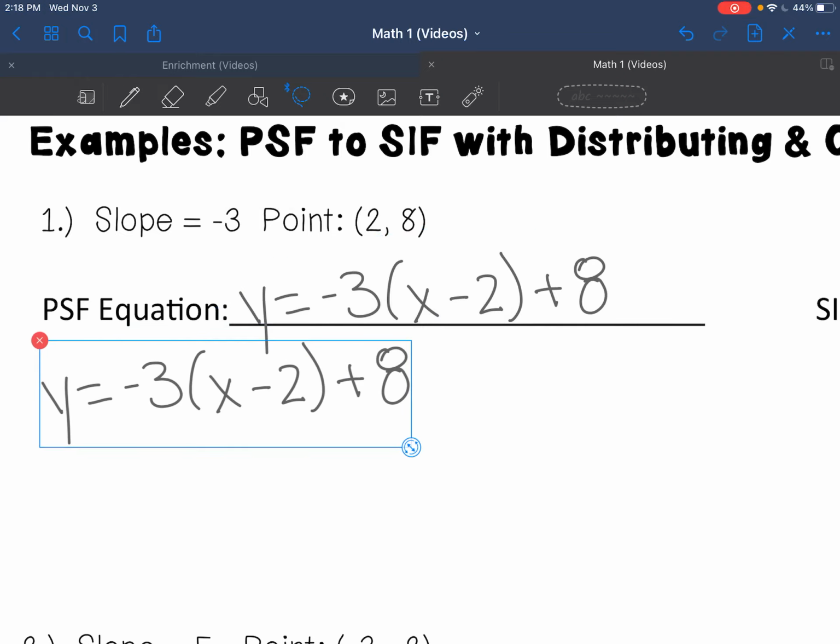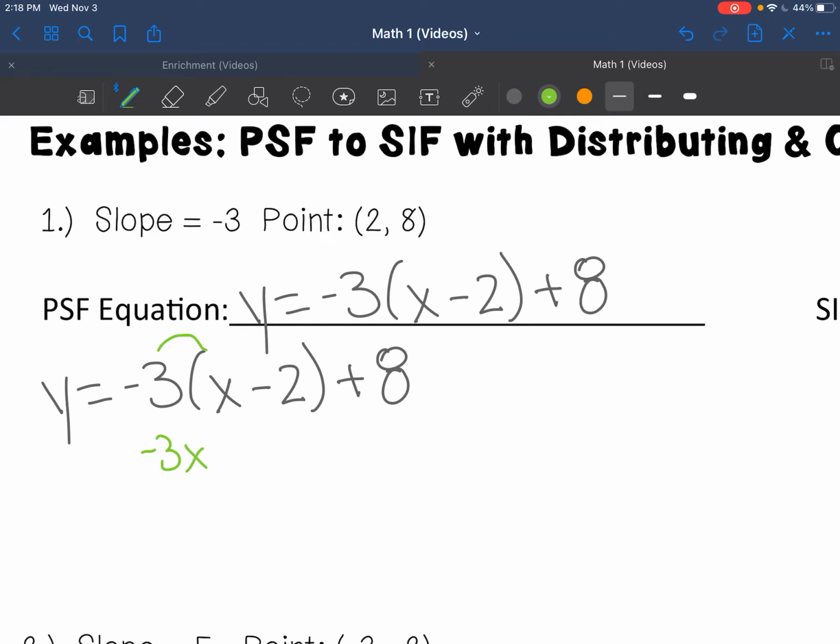And when we do, this is when we start using those steps. Again, that first step is to multiply the slope into the parentheses. So -3 times x is -3x. -3 times -2 is a positive 6. That was all of the parentheses, so everything else we can bring down.